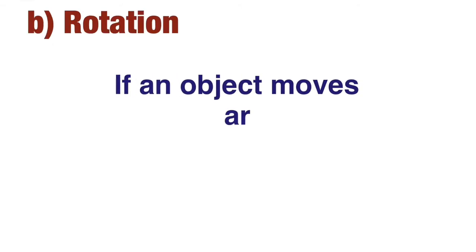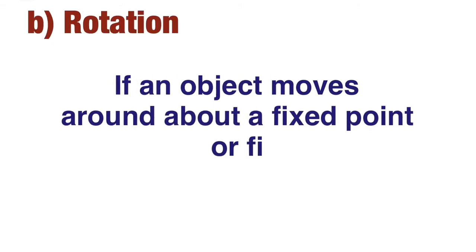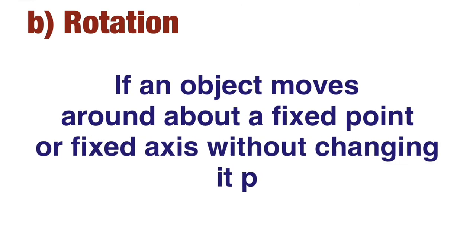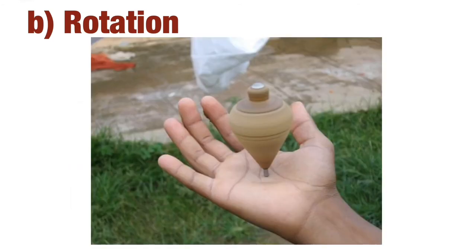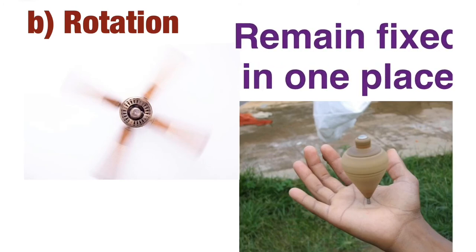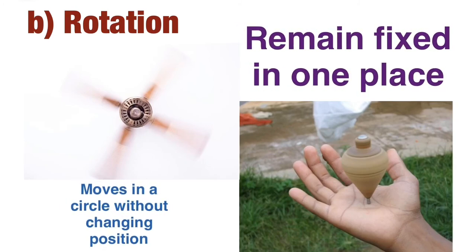Rotation. If any object moves around without changing its position, then that type of circular motion is known as rotation. Example, the movement of a fan or the movement of a top. They remain in a fixed place and they move about a fixed axis without changing their place in a circular motion. So it is a rotational motion.